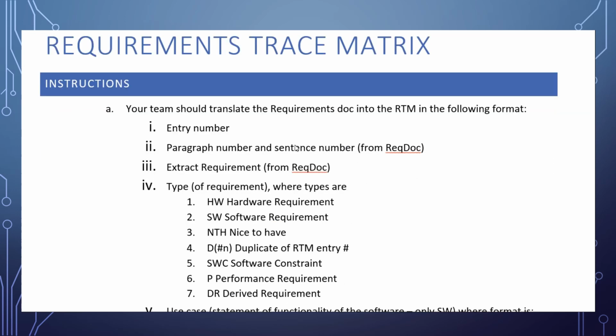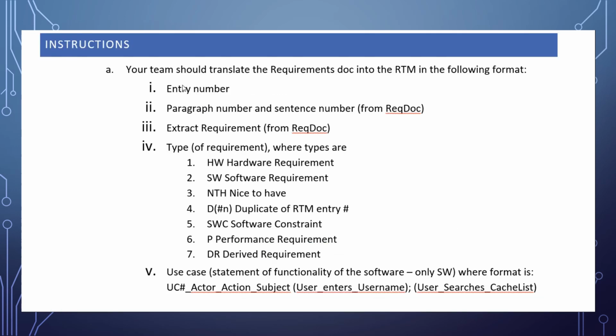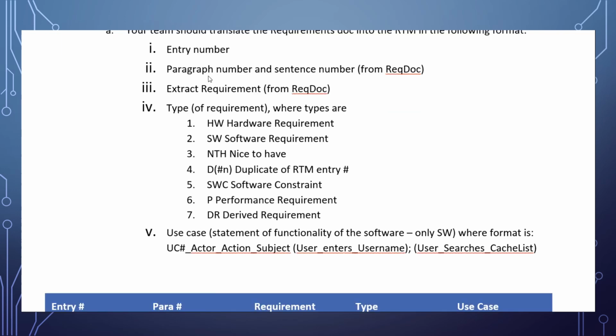You'll see that in this document, I've provided you with instructions and it talks you through step by step. The entry number, paragraph number, most of it's pretty straightforward. You choose a requirement type here, which there's more complexity there, so hardware, software, nice to have. If there's a duplicate, you identify where it's duplicated from by including a number. Software constraints, performance requirements, or derived requirement.